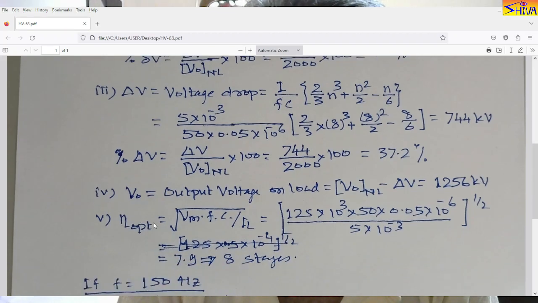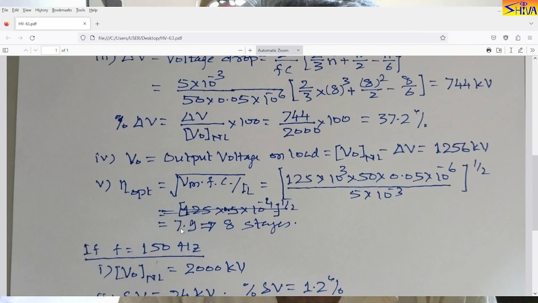Last part is number of stages for minimum voltage drop. So this is the formula. VM is 125 kV, so it is 125 into 10 to the power 3. F is 50. C is 0.05 microfarad, so 0.05 into 10 to the power minus 6 upon IL, 5 into 10 to the power minus 3, square root. So it is coming 7.9.